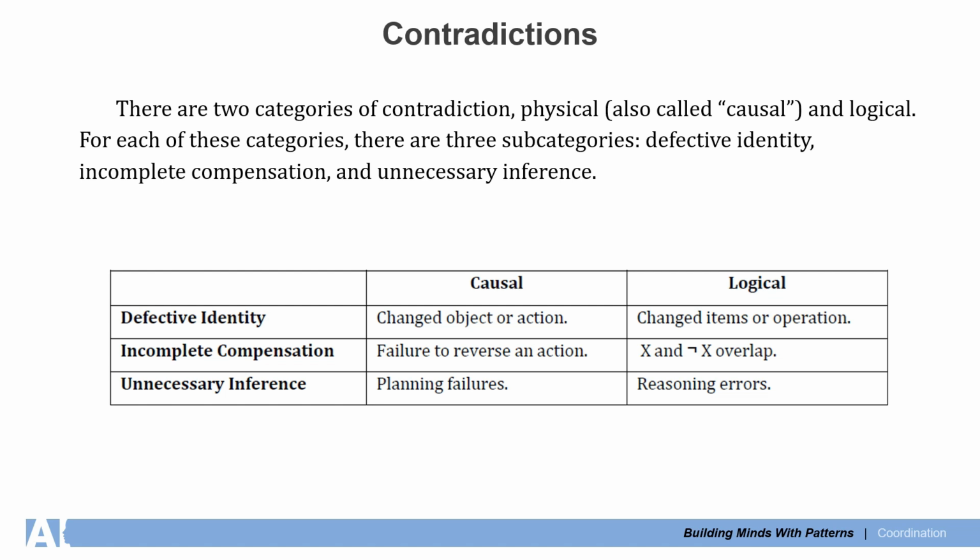Incomplete compensation is a failure to revert an action. Logical incomplete compensation is an overlap between two complementary categories. Unnecessary inference results in causal planning failures and results in logical reasoning errors.